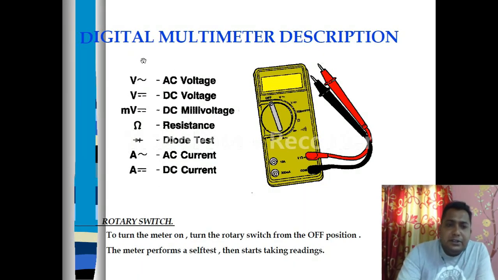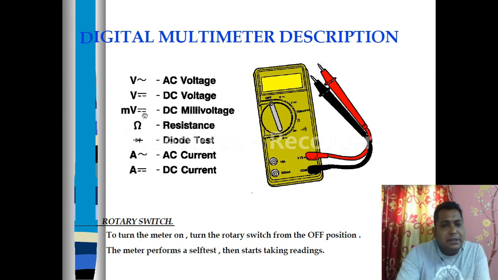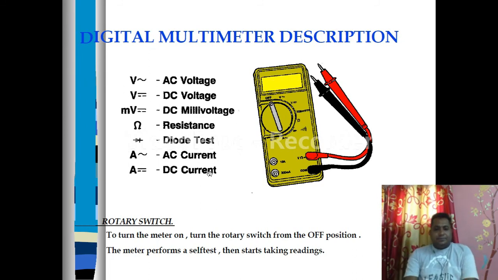So follow my pointer. This is AC voltage we can measure, DC voltage we can measure, resistance we can measure, and diode test we can do from this one. Then AC current we can measure, and DC current we can measure.